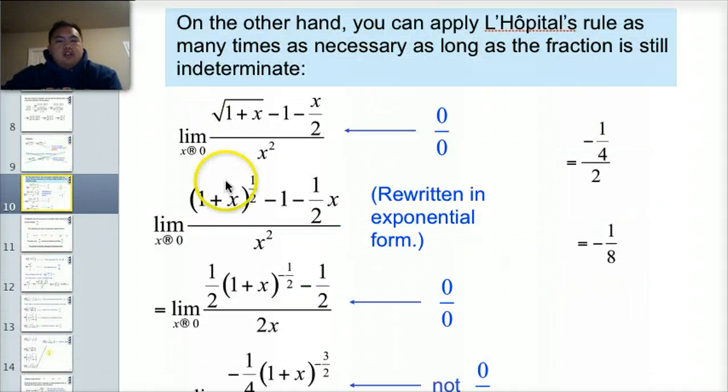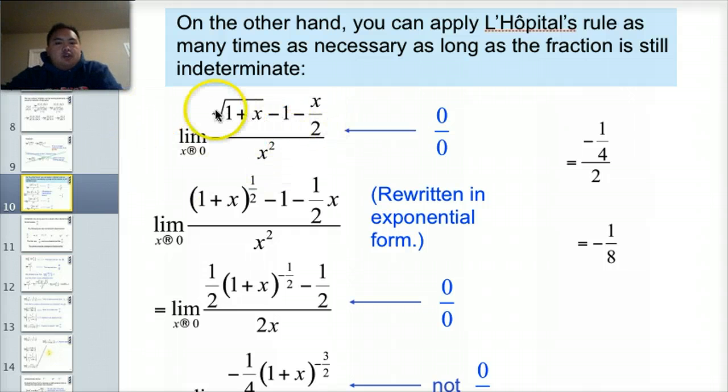Okay, so L'Hopital's rule, though: if you form a limit and you get 0 over 0, take the derivative again until you can get an answer. So here's an example. Again, this is a pain in the butt to do, but it's written out for you so you can see it.